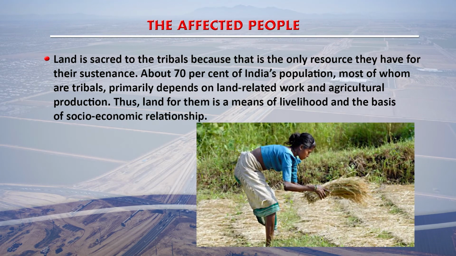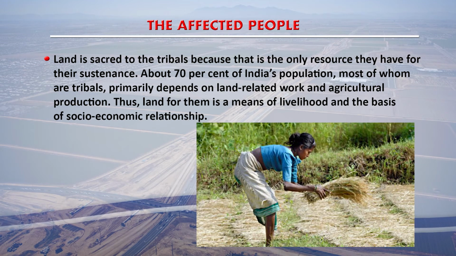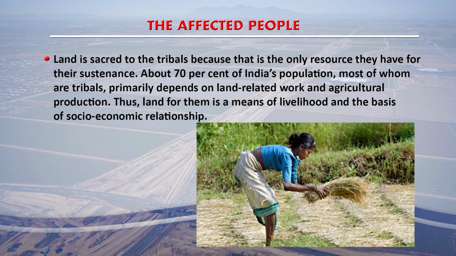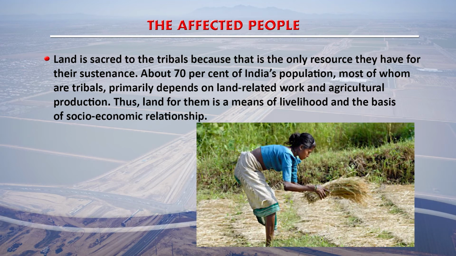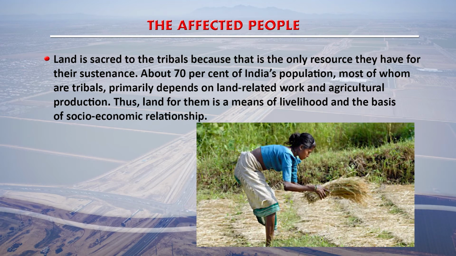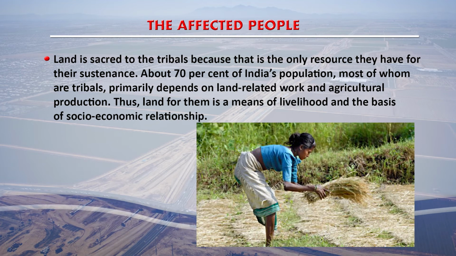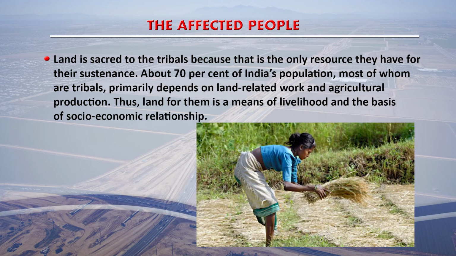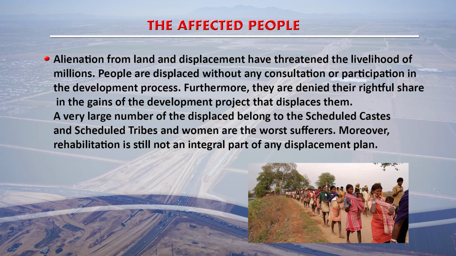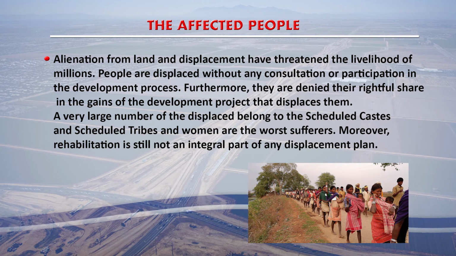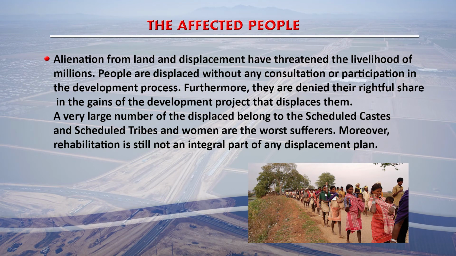About 70% of India's population, most of whom are tribals, primarily depend on land-related work and agricultural productions. Thus, land for the tribals is a means of livelihood and the basis of socio-economic relationship, and they have a lot to do with land. Alienation from land and displacement have threatened the livelihood of millions, not only the tribals.